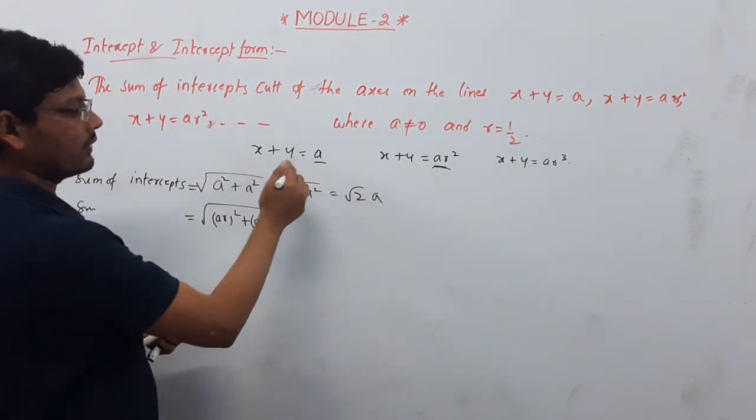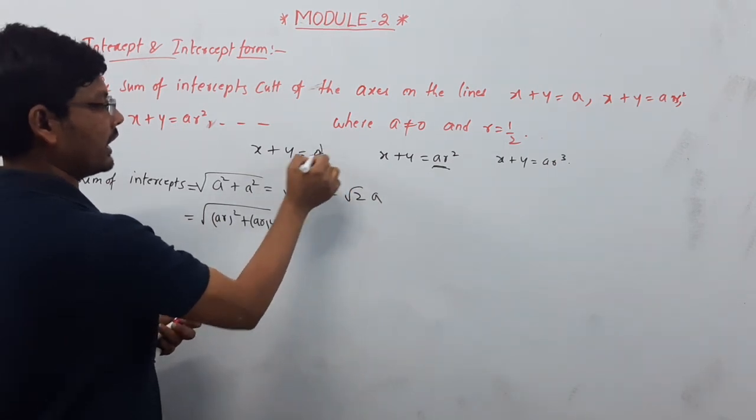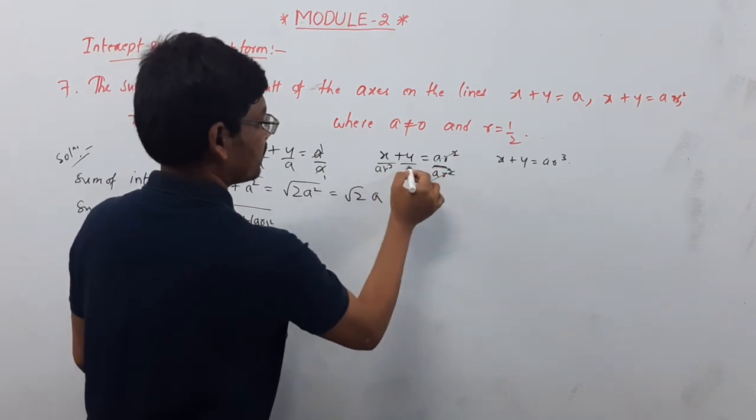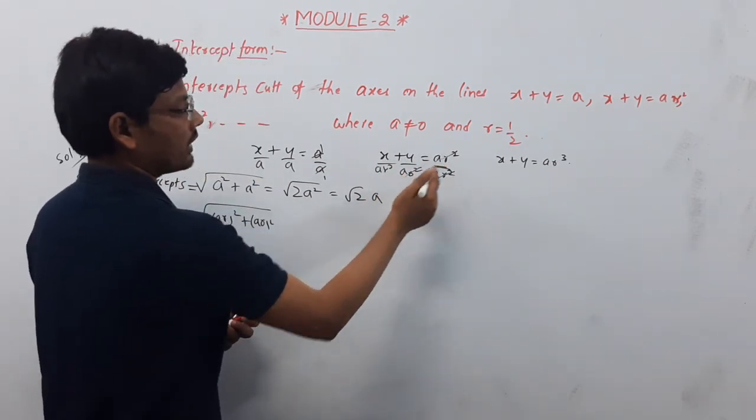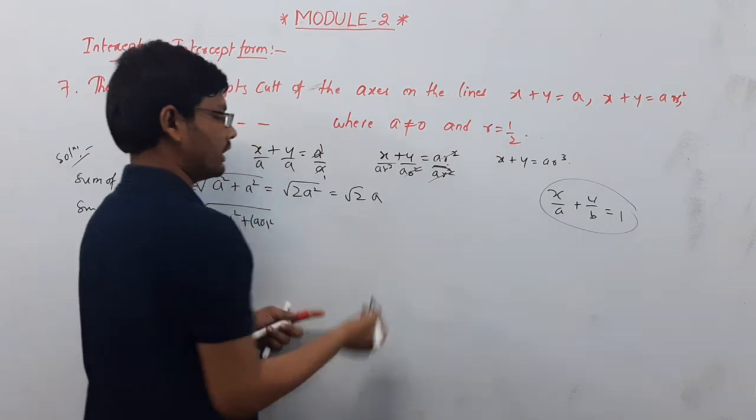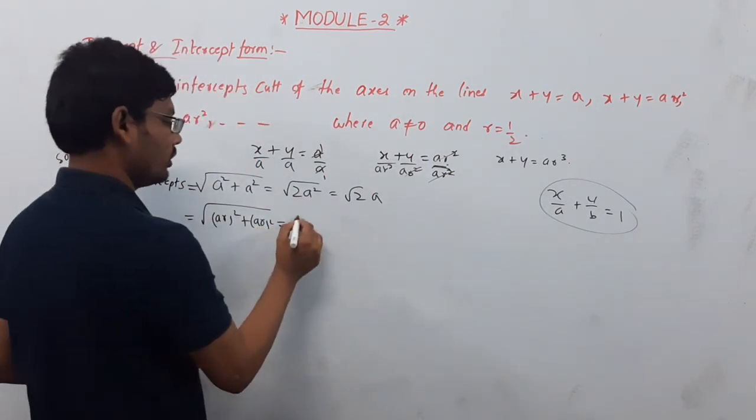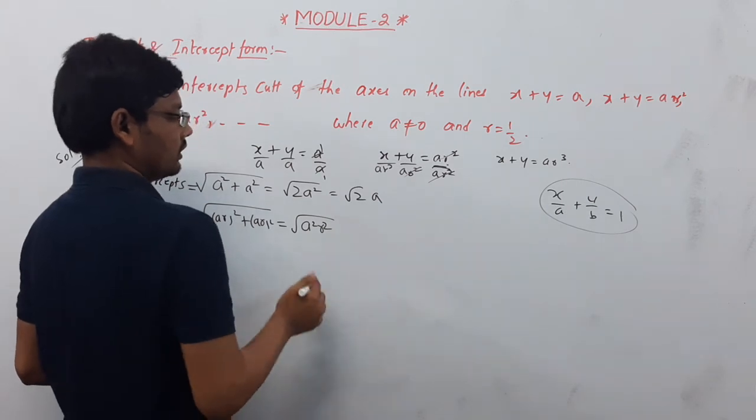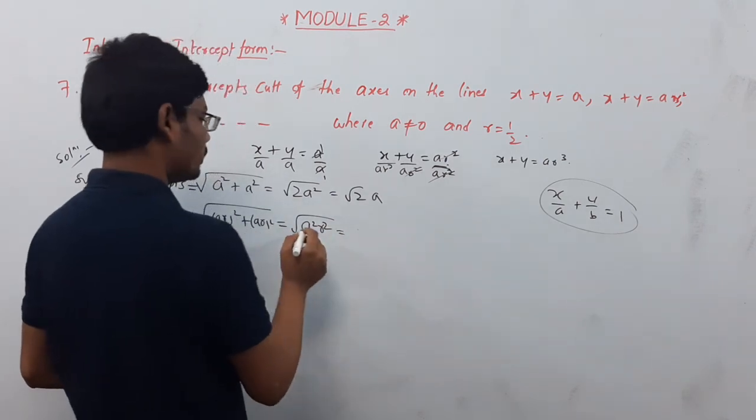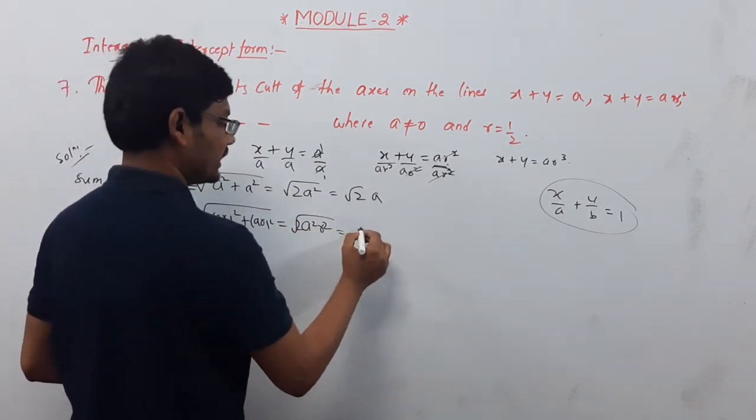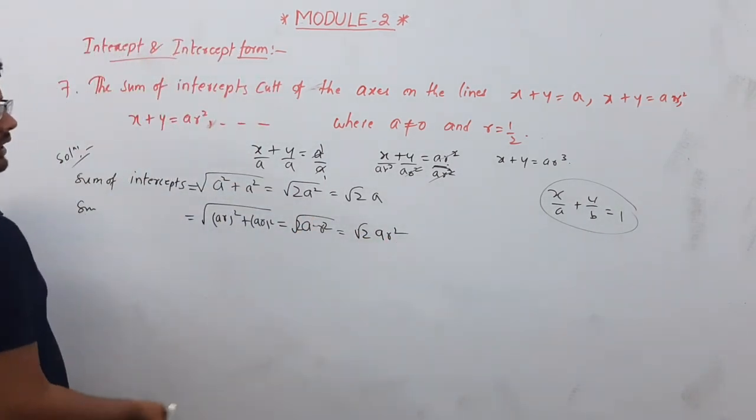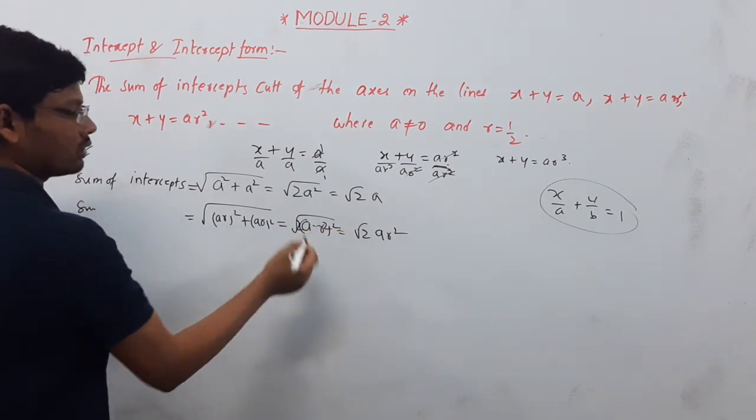Why? Because if you divide with a, what will happen? We get a here, and if you divide with ar square, clear? Here the intercept form is x by a plus y by b is equal to 1. That's why I am dividing with ar square, the sum of squares are ar square and ar square. So what will happen here? Root 2 ar square, so 2 ar square whole square, that is root 2 ar square.